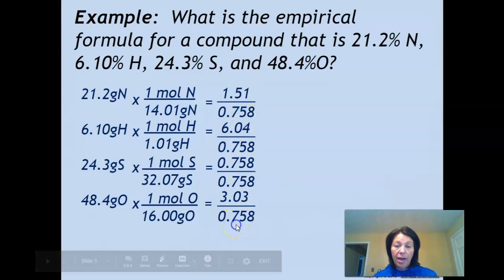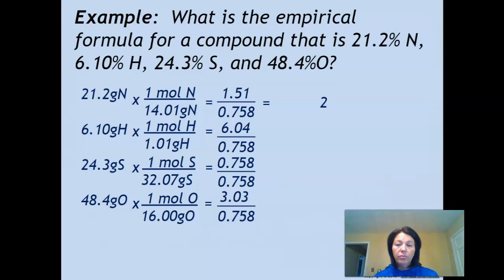In my example here, that comes out to 2 for nitrogen. Hydrogen would come out to 7.97, which approximates to 8. You can round up to 8. Sulfur has a whole number of 1 because 0.758 divided by 0.758 is 1. And then oxygen is 3.03 divided by 0.758, and that gives me 4.